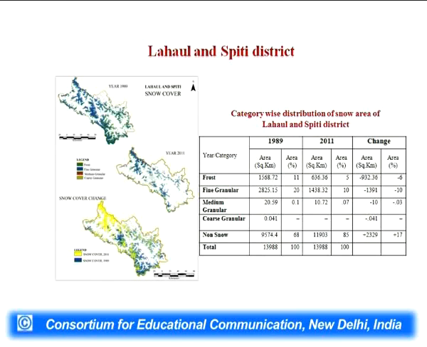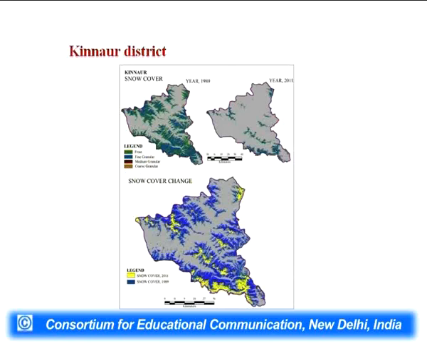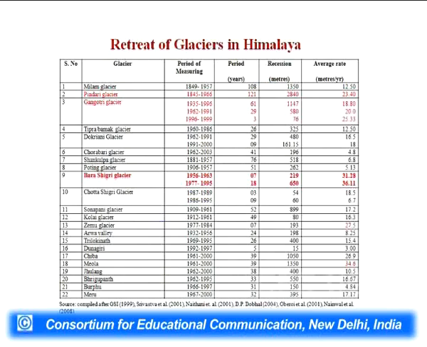And if you look at the map, you can see the snow cover area of 2011 and 1989, and the change is quite visible in this map. If you look at the Kinnaur district also, we have the same trend, and the figures are also more or less the same for the Kinnaur district.